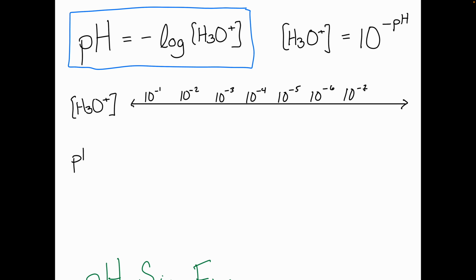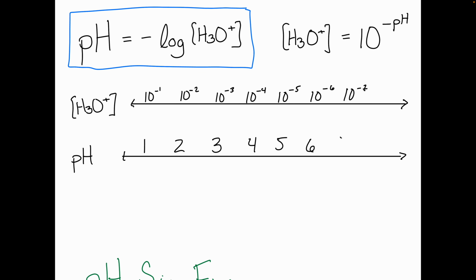All right? And if you put that on a log scale, these orders of magnitude differences correspond to just differences of 1. So the pH of a solution that is 10 to the negative 1 molar is 1. 10 to the negative 2 is 2. 3, 4, 5, 6, 7. So it's this linear scale when your concentration is differing over huge orders of magnitude, right?